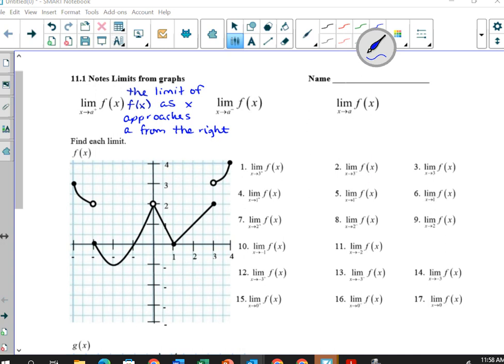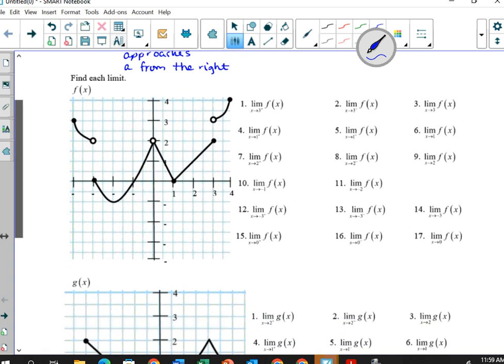All right, guys, and then the last one, that's just your general limit as x approaches a, not from the right or from the left. So let's do 1, 2, and 3 together, and I'll walk you through this process. Number 1 says the limit of f of x as x approaches 3 from the right. So I need to draw a wall at 3. I'm going to draw a little wall here.